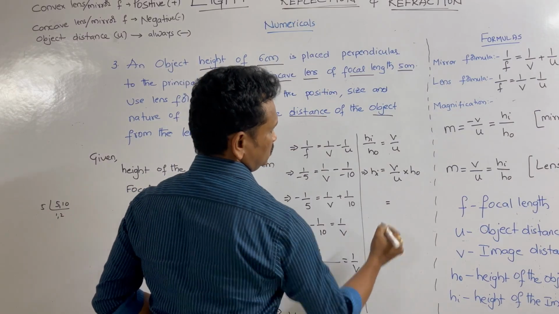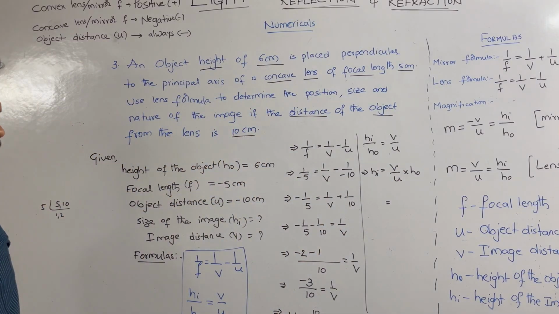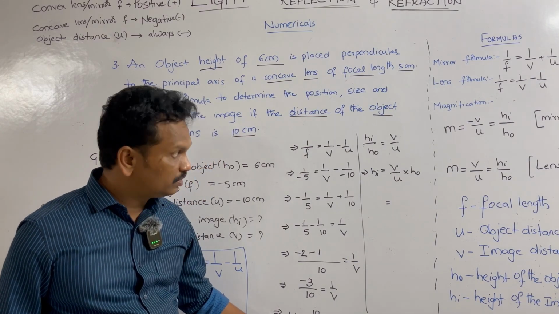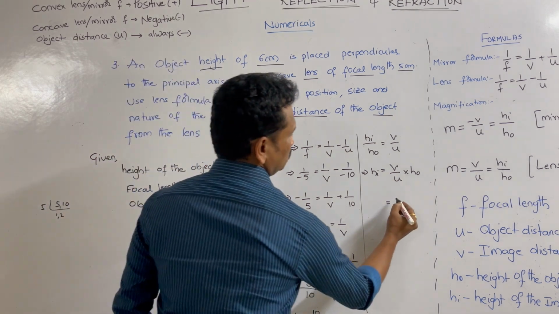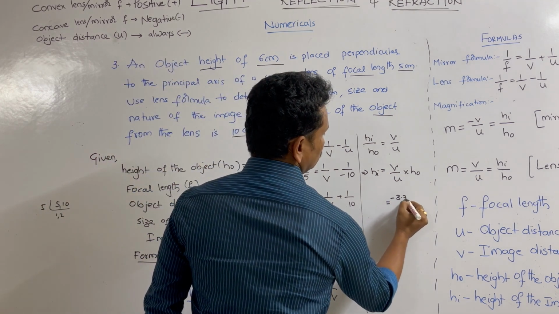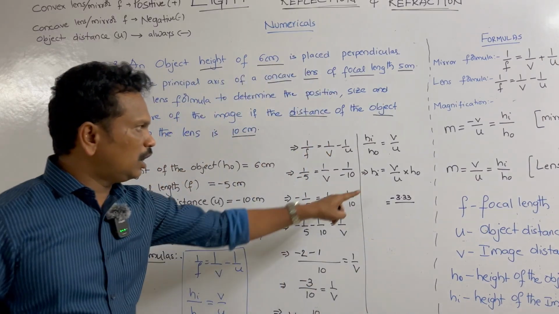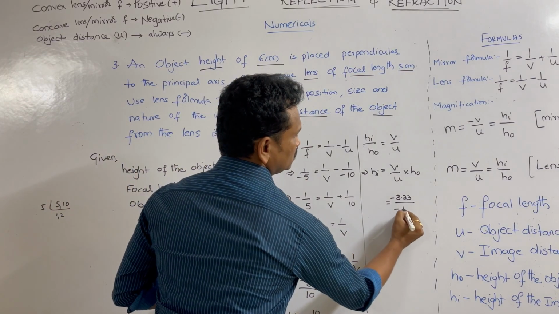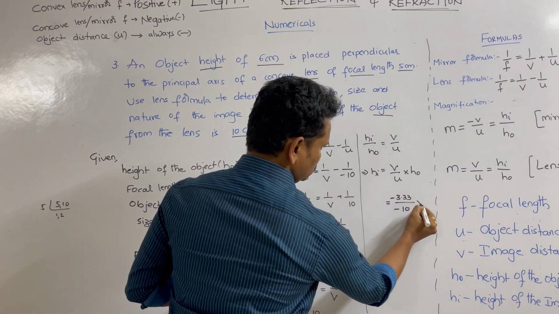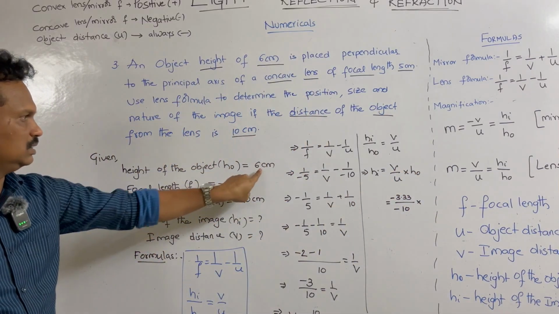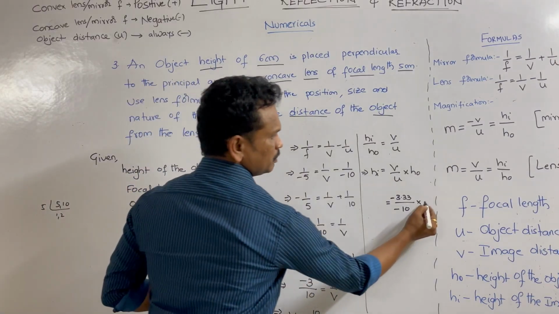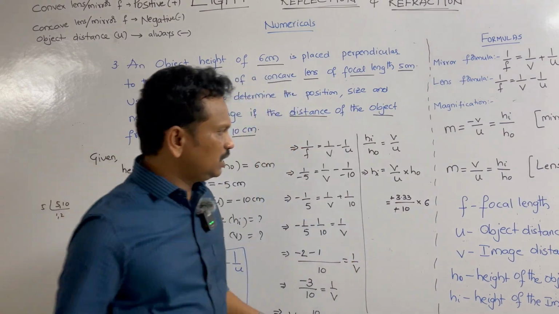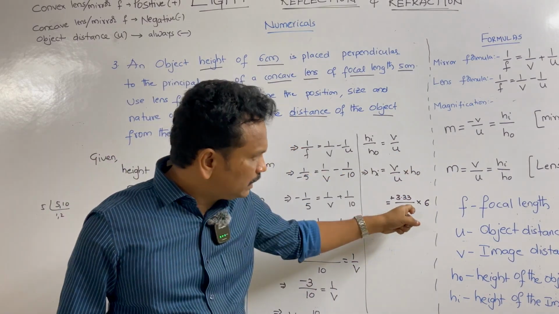Now substitute the values. What is the v value here? V value we can take minus 3.33, by object distance, minus 10, into height of the object. This is 6. Height of the object is 6. Now, here minus gets cancelled. See here, 3.33 by 10 into 6.